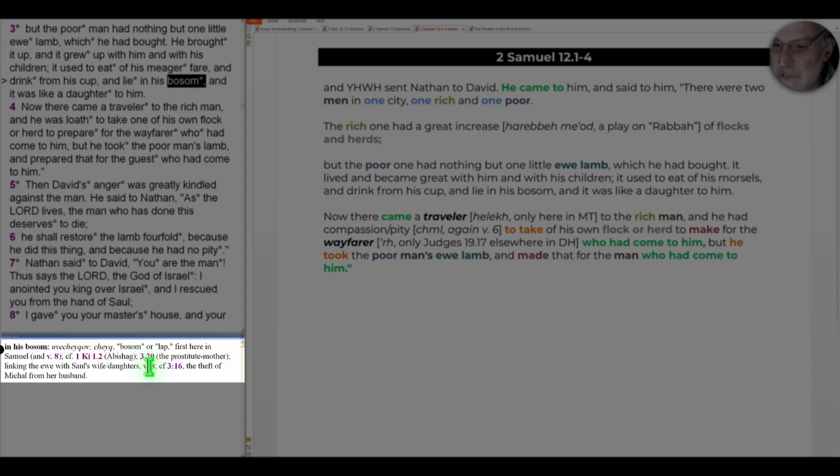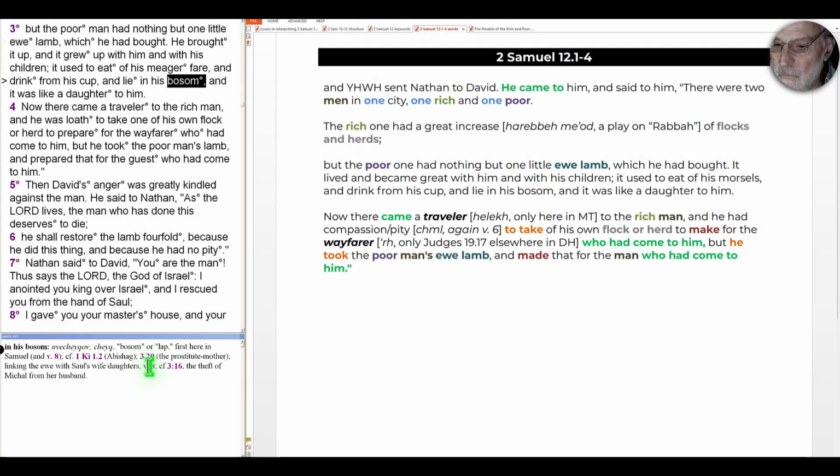And in verse 8, it's implicitly linked with Saul's wife and daughters, which you can't quite see the verse down here, but I gave you your master's house and your master's women. And so, in that sense, a Hinnom. So, is this a symbol for a Hinnom? Well, we can't decide that quite yet. But the image of this ewe lamb that's drinking from his cup and lying in his bosom like a daughter to him is not more than a little creepy here, isn't it?